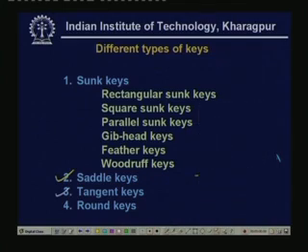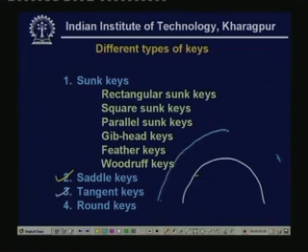Let us draw the inner shaft and the outer shaft. So, this is the outer shaft and this one is the inner shaft. Here we draw the tangent key. The tangent key looks like a tangent over here, but it is grouped this way. So, there are two keys.